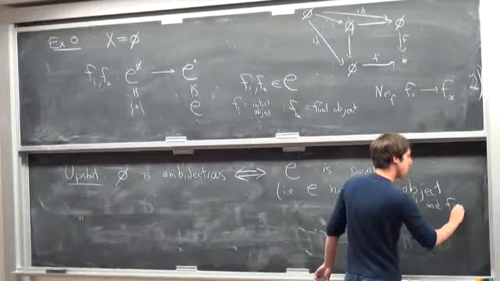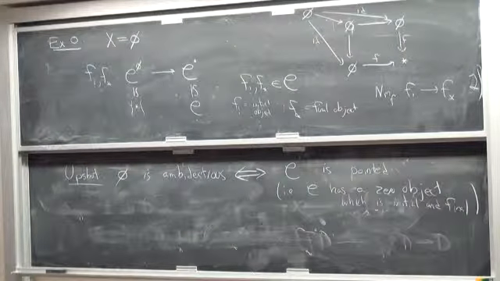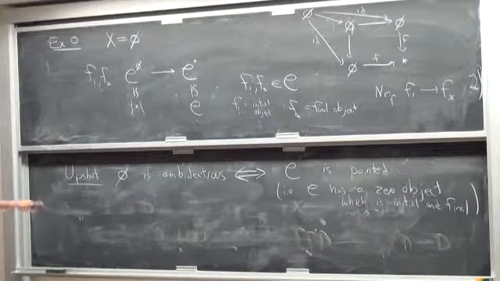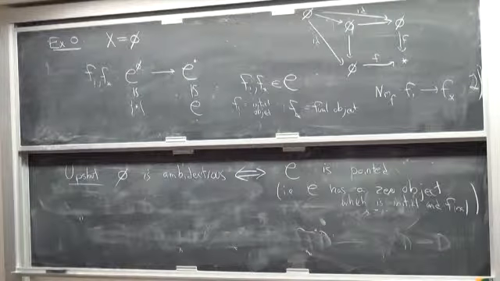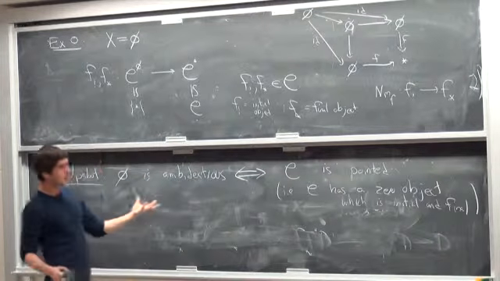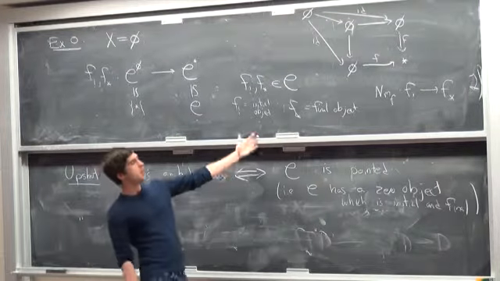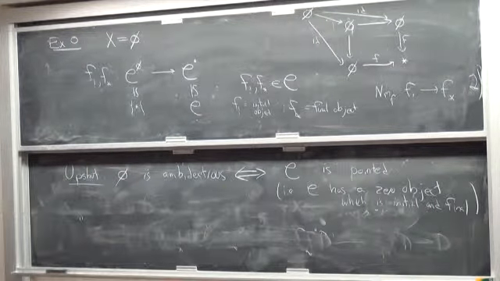So this is true for some categories and false for other categories. For example, if C is the category of sets, the empty set is not ambidextrous. But if C is the category of groups, then the empty set is ambidextrous, because in the category of groups, the trivial group is both an initial object and a final object. So things like groups, abelian groups, vector spaces, those categories are OK. The category of sets is not.